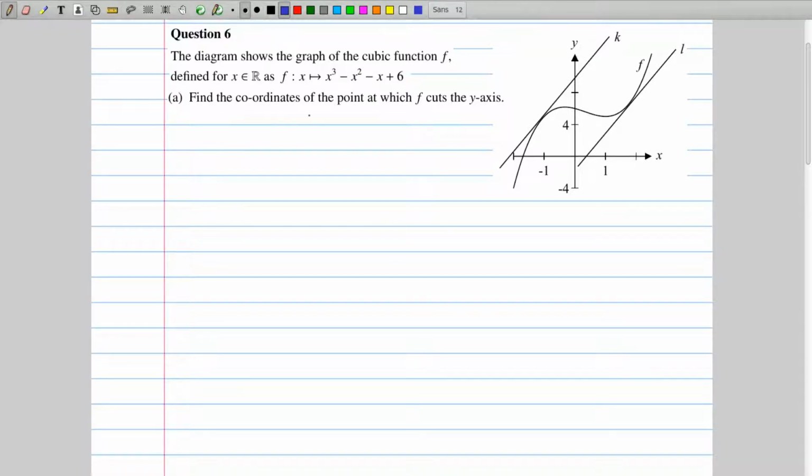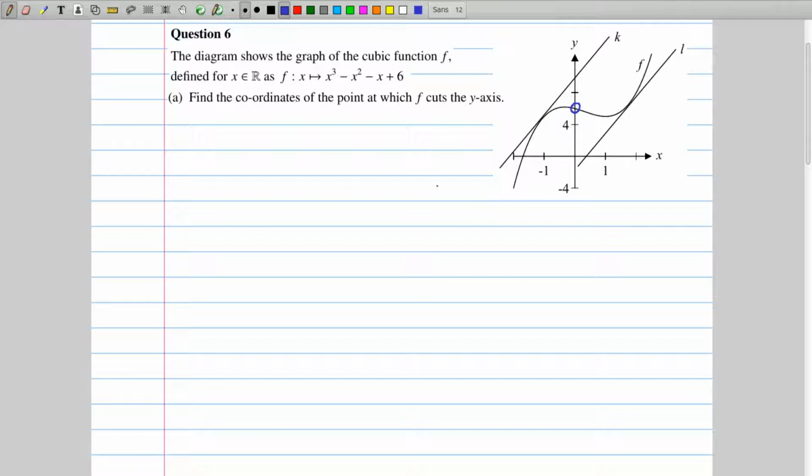And we're asked to find the coordinates of the point where f cuts the y-axis. So what is this point here? Where does f cut the y-axis? Well, it looks to be about halfway between these two notches, 4 and an 8. So you expect the answer to be maybe 6 or so.